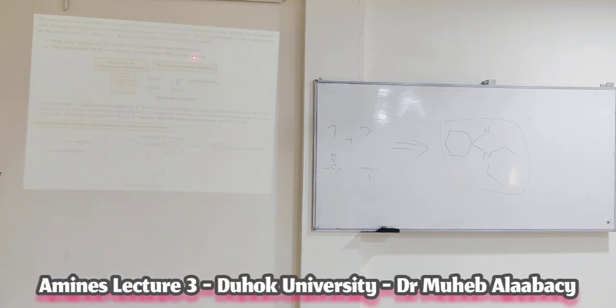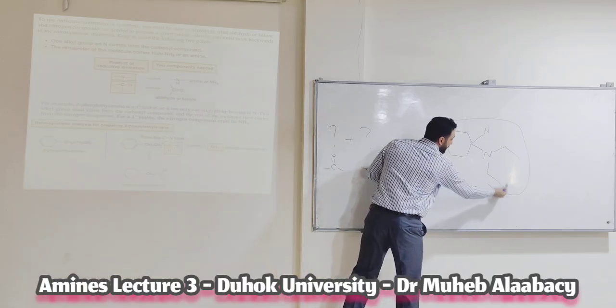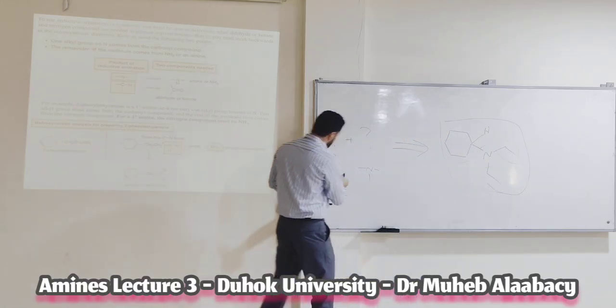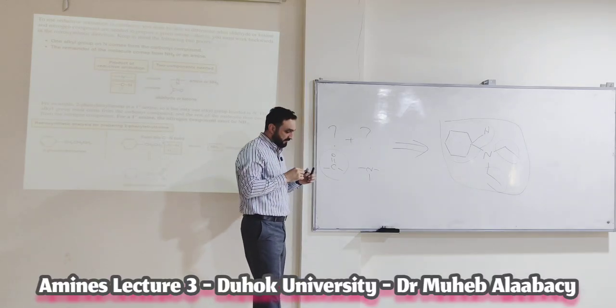Keep in mind the following steps. You have two important points here. Number one, the alkyl group on the nitrogen atom comes from the carbonyl group. That means one alkyl group, either this or this or this, will come from the carbonyl group. You have to think like that.